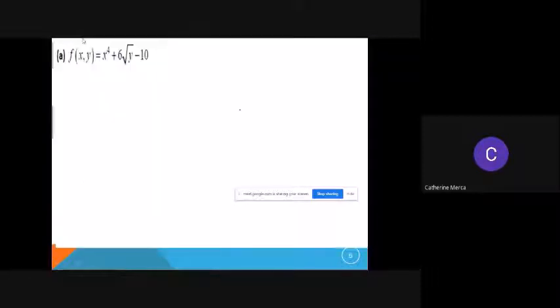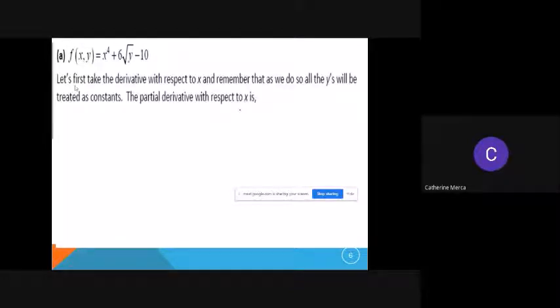Letter A. If you're asked to solve for the partial derivative of this function with respect to x, then the 10 becomes zero. It's a constant, right? There is a variable y, but with respect to x, the 10 is a constant, so no problem. But x to the fourth, you will now have 4x cubed. So that's the partial derivative with respect to x. Is the 4x cubed clear?